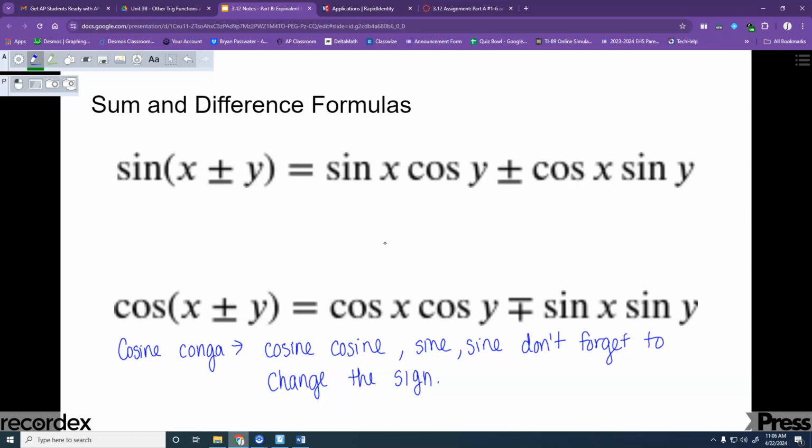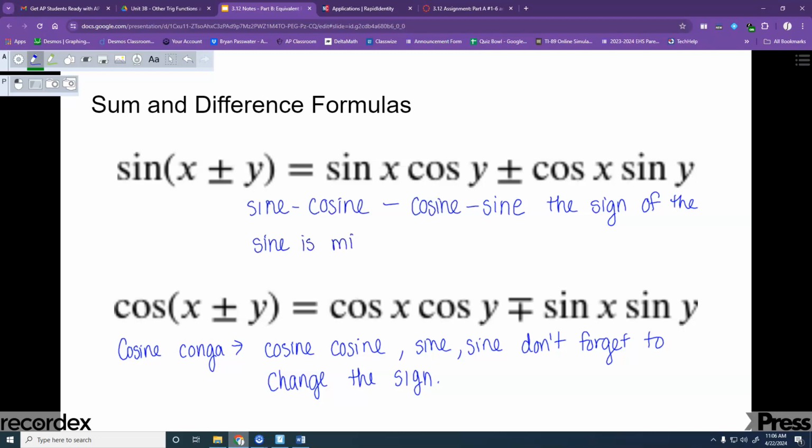It goes, let's see, it goes sine, cosine, sine, sine, cosine, sine. The sign of the sign is mighty fine.